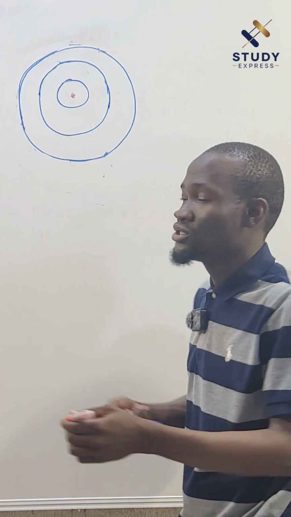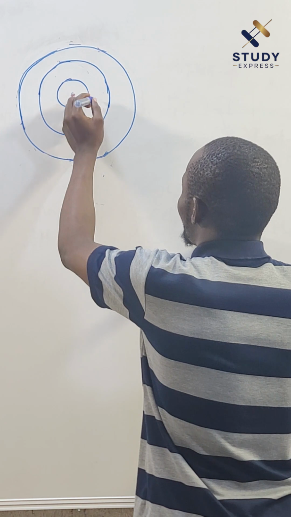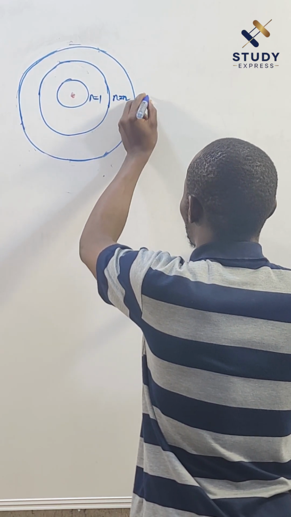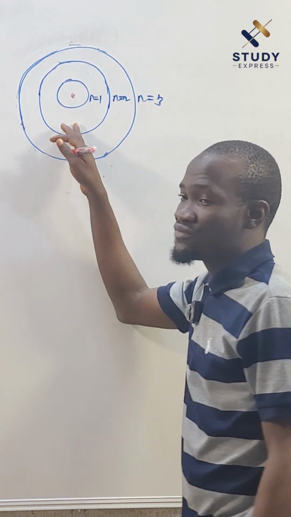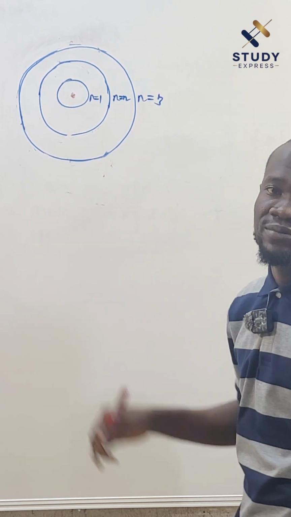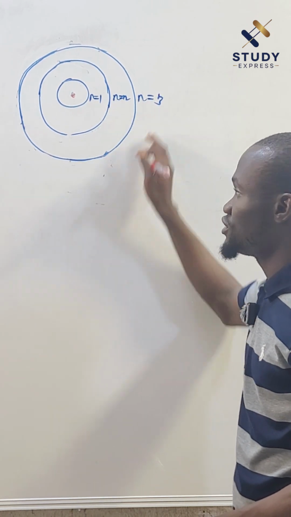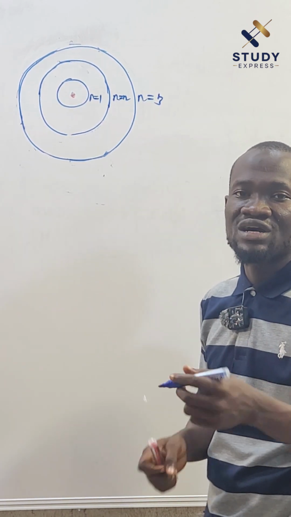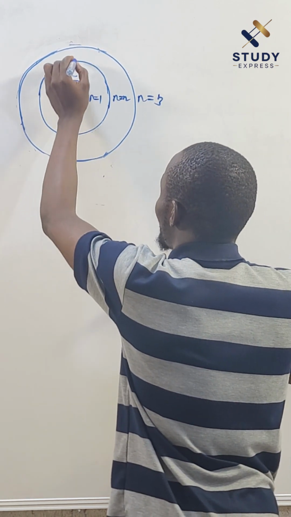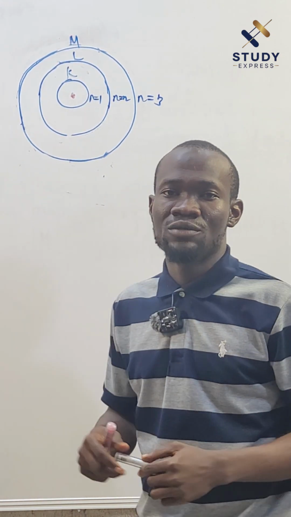Based on Bohr, each of these shells is associated with a definite amount of energy. Each of these shells is numbered 1, 2, 3, also proposed by Bohr. This is level 1, this is level 2, this is level 3. Each energy level is associated with a definite amount of energy, which they denote K, L, M and N.